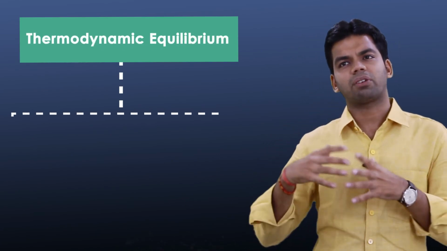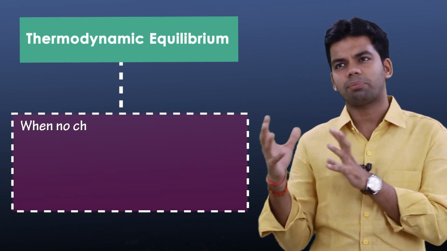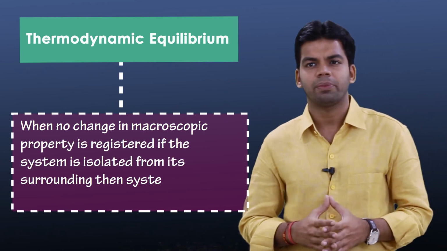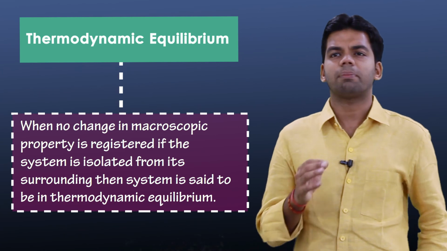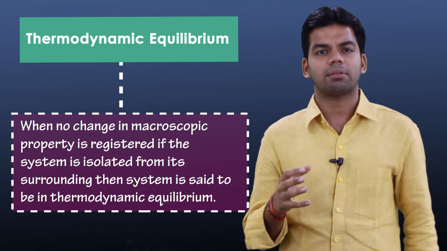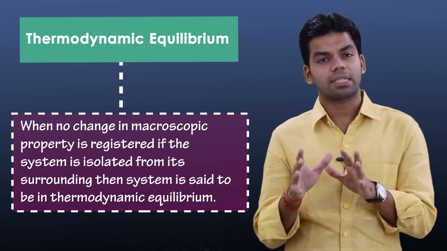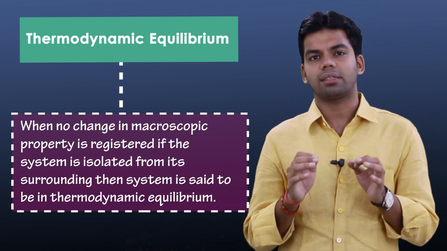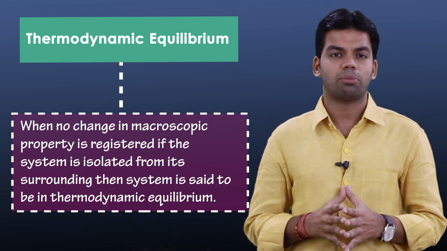Next is the thermodynamic equilibrium. Now what is thermodynamic equilibrium? Equilibrium, as we know, is something which is stable. Okay, that means nothing changes there. So thermodynamic equilibrium means if the macroscopic properties of the system are not changing when the system is isolated from the surroundings, then we can say that the system is in a thermodynamic equilibrium.